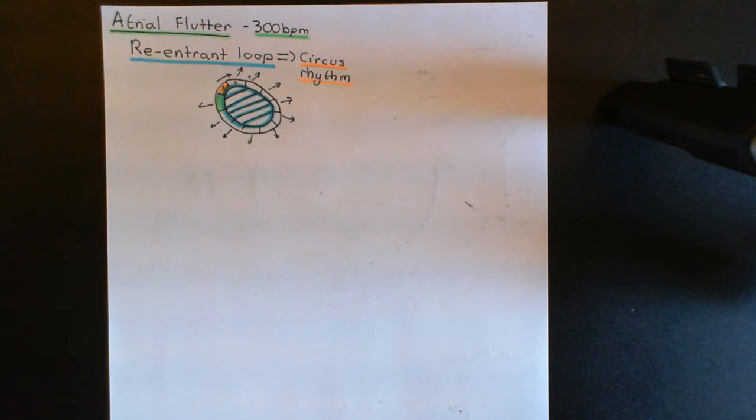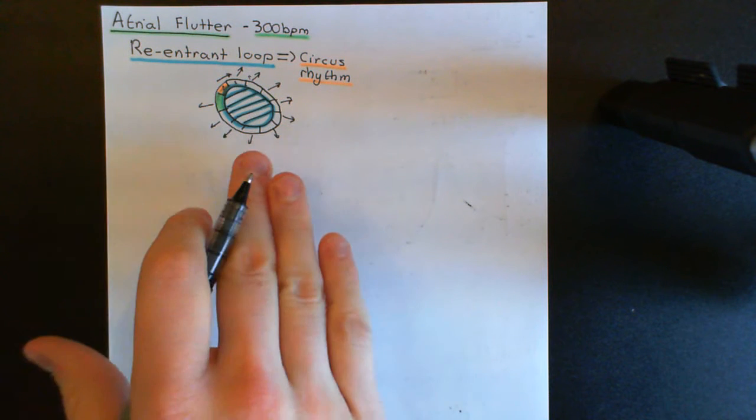Now, will the P waves be their normal way up, i.e. an upward deflection from the isoelectric line, or will they be inverted? Well, that question depends on where the reentrant loop is actually positioned. Again, this is very much like the ectopic foci discussion.